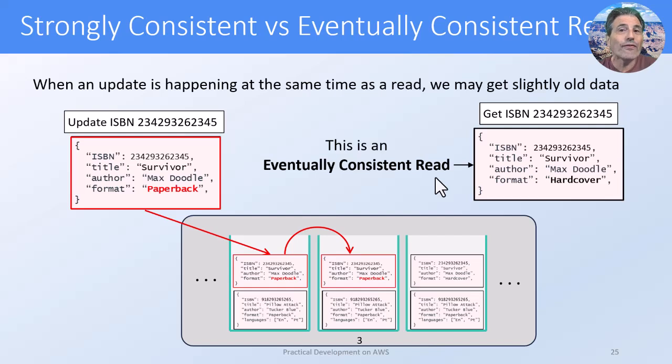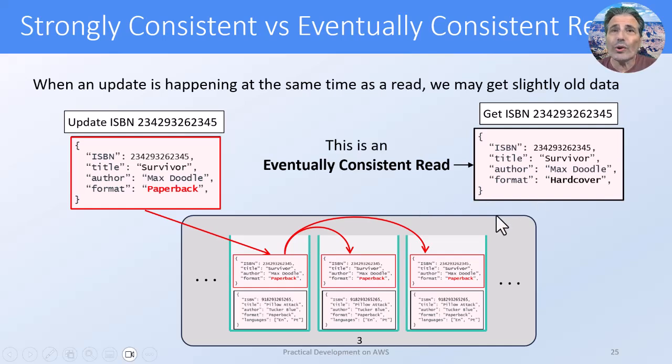Now we call this an eventually consistent read because eventually the data is going to be populated, but I already got the old one. I don't even like the term eventually because it sounds like, hey, maybe someday I'm going to get the data. It's not like that. It's like a split second. But yeah, if you're querying at the same time, you could get the data that is slightly old.